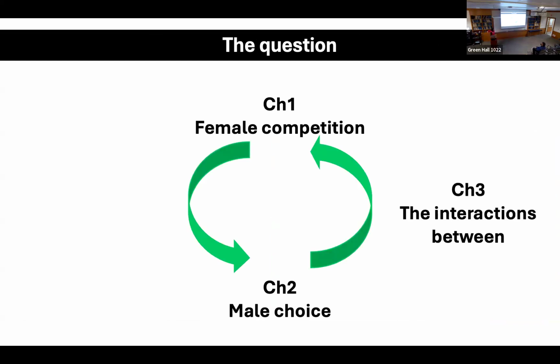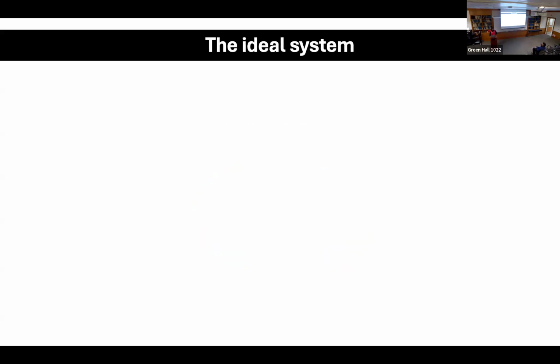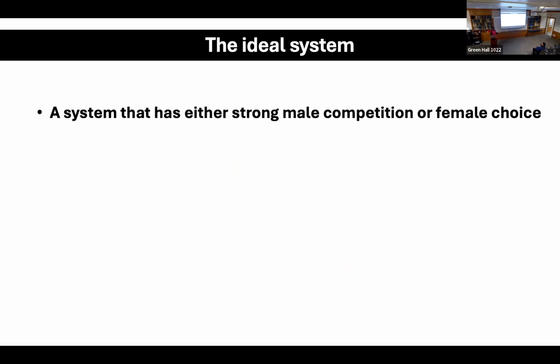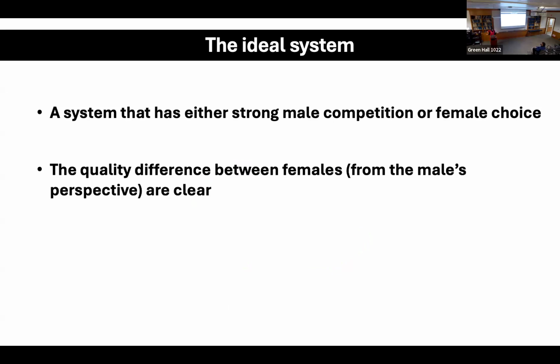And then, of course, I want to look at the interaction between these two things for my third chapter. What should I do this study in? What system could I possibly use? What if I had the ideal system? A system that has either strong male competition or a female choice. Maybe I can really tell what the quality difference between the females is from the male's perspective. And maybe females have a really big incentive to compete.